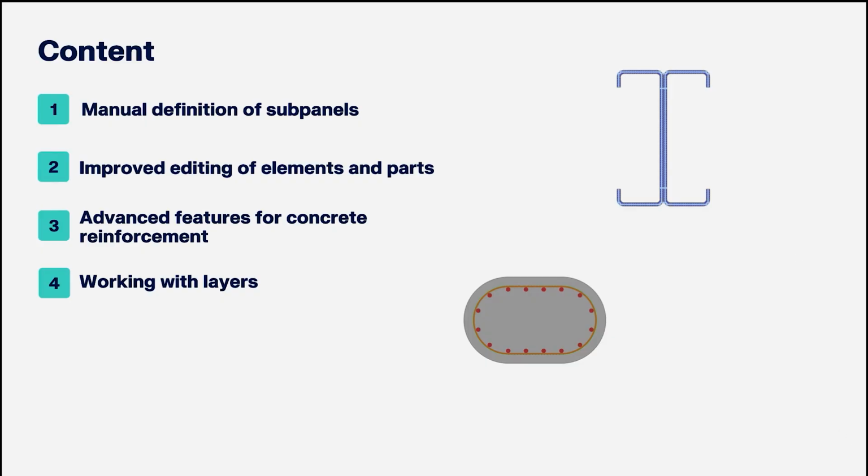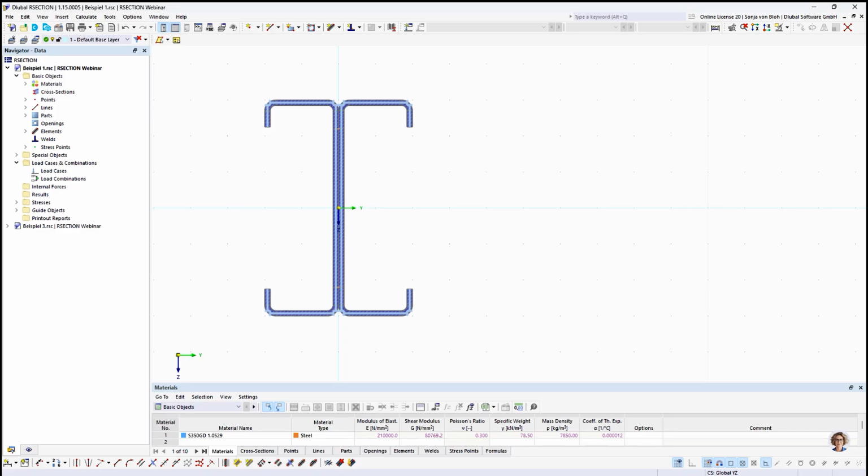To begin, I would like to introduce a feature that will be particularly useful for users working with thin-walled steel or aluminum cross-sections. Subpanels correspond to the CT elements defined in Eurocode 3 and Eurocode 9. They form the basis for cross-section classification and for determining effective cross-section properties. Until now, these subpanels were generated entirely automatically.